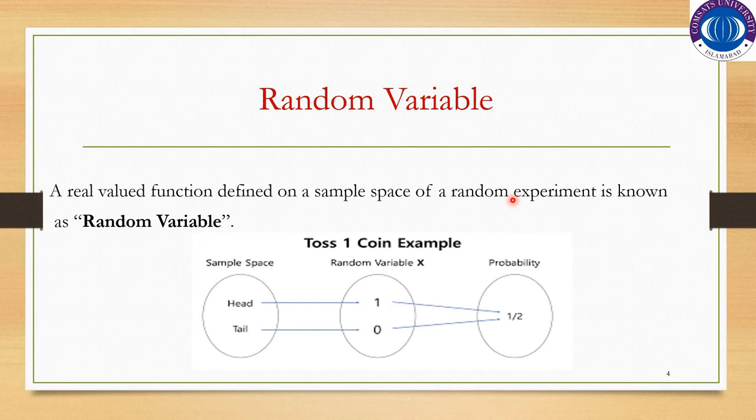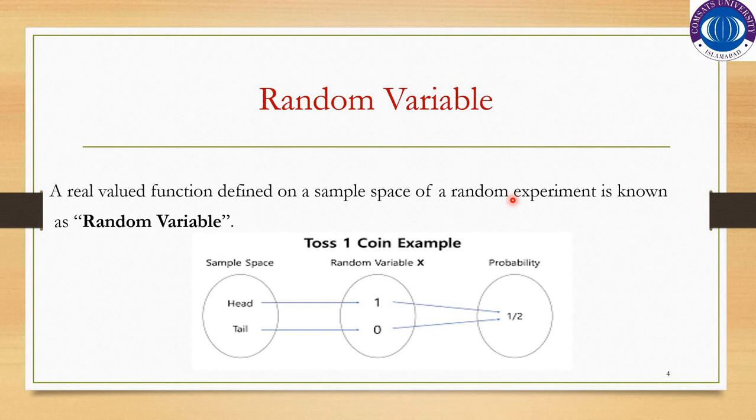Now we defined random variable as a real valued function. A real valued function defined on sample space. For a random experiment, the corresponding sample space, when we define it with a real valued function, that will be known as a random variable.